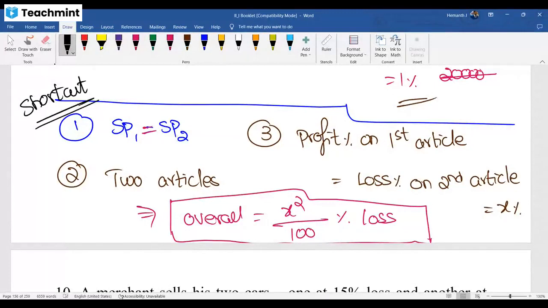Conditions are there. We cannot apply for all questions. There are some terms and conditions. Note down that if you want to apply that formula. Note down those points, then we can go for the next question, the 10th one.